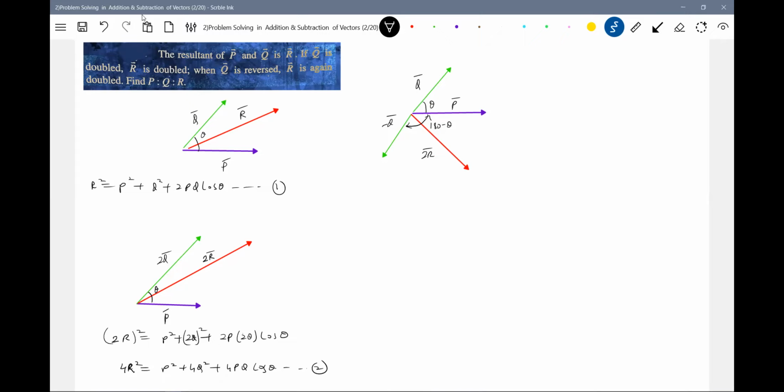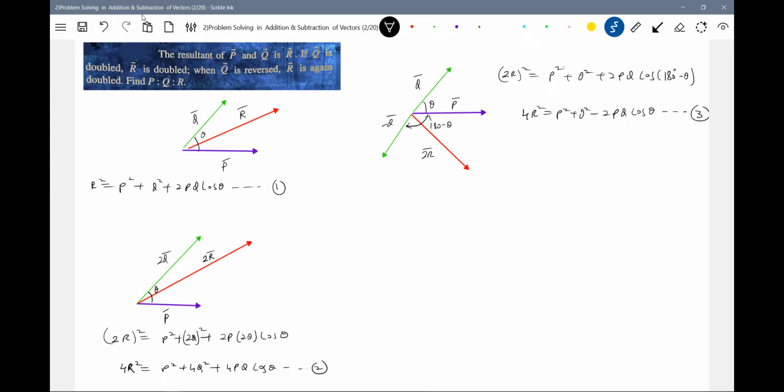Now what is the resultant? P bar and minus Q bar are the two vectors. So 2R whole square equals P square plus Q square plus 2PQ cos of the angle between them, which is 180 degrees minus theta. Cos of 180 minus theta is minus cos theta. So minus 2PQ cos theta, giving 4R square. Okay, this is equation number 3. These 3 equations will help us.